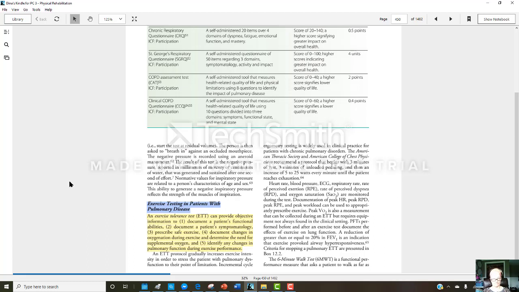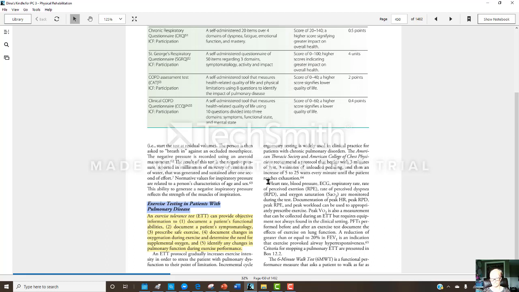An ET protocol gradually increases exercise intensity in order to stress the patient with pulmonary dysfunction to their point of limitation. Incremental cycle ergometry testing is widely used in clinical practice for patients with chronic pulmonary disorders. The American Thoracic Society and American College of Chest Physicians recommend a protocol that begins with 3 minutes of rest, 3 minutes of unloaded pedaling, and then an increase of 5 to 25 watts every minute until the patient reaches exhaustion. Heart rate, blood pressure, ECG, respiratory rate, rate of perceived exertion, RPE, rate of perceived dyspnea, PD, and oxygen saturation, SpO2, are monitored during the tests.